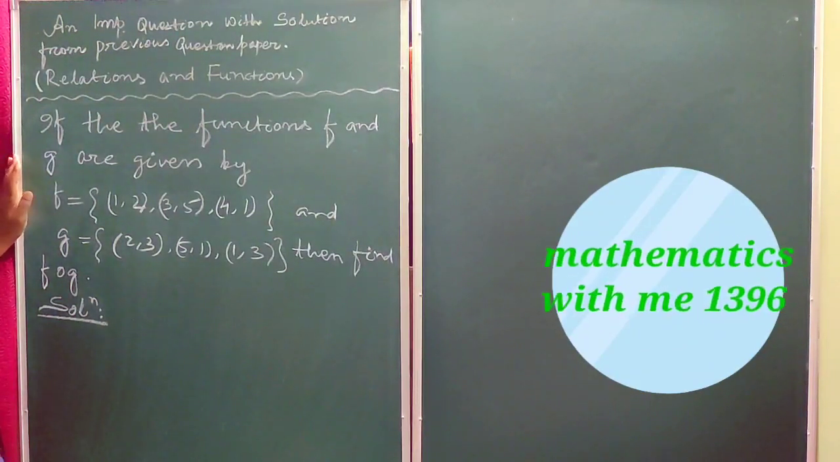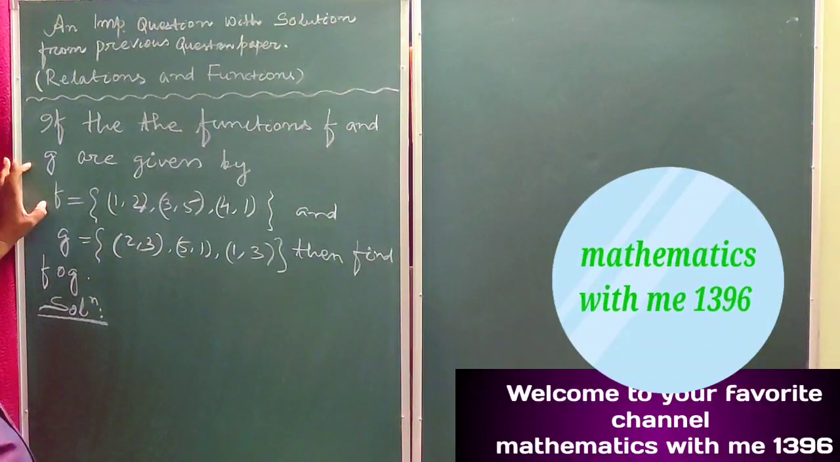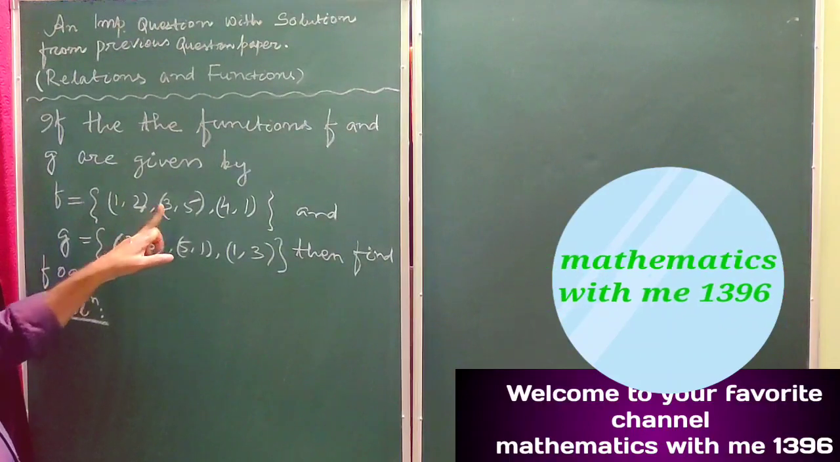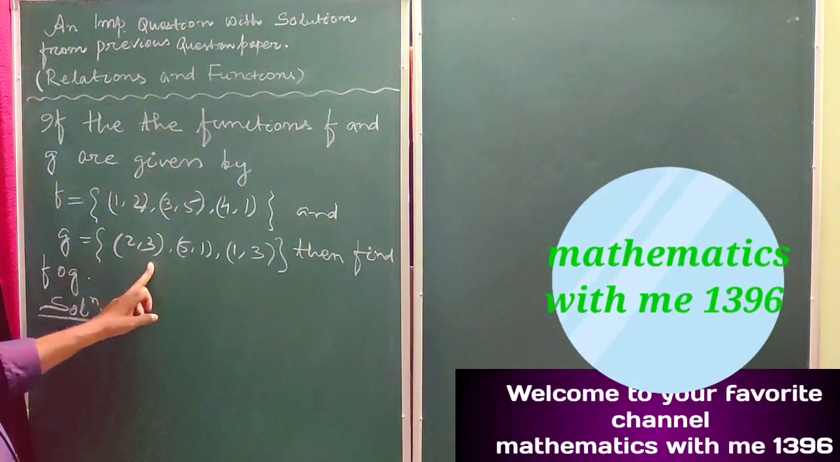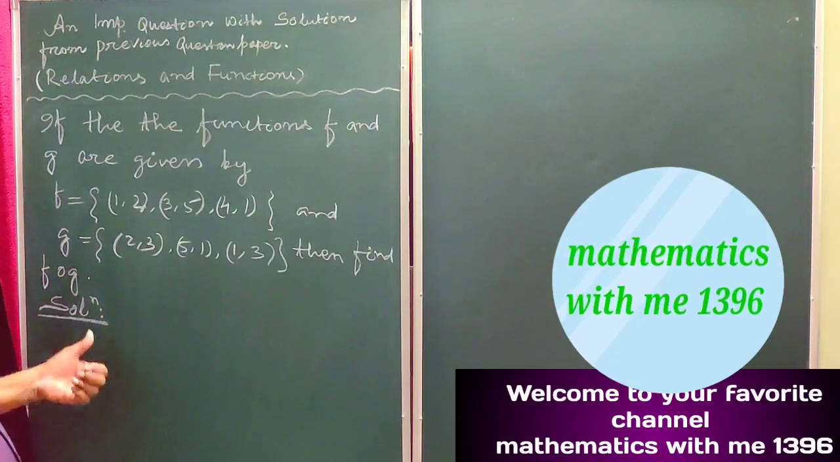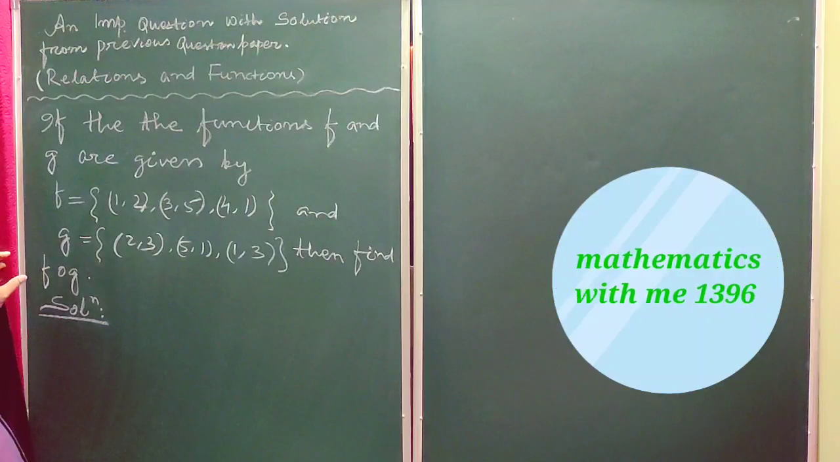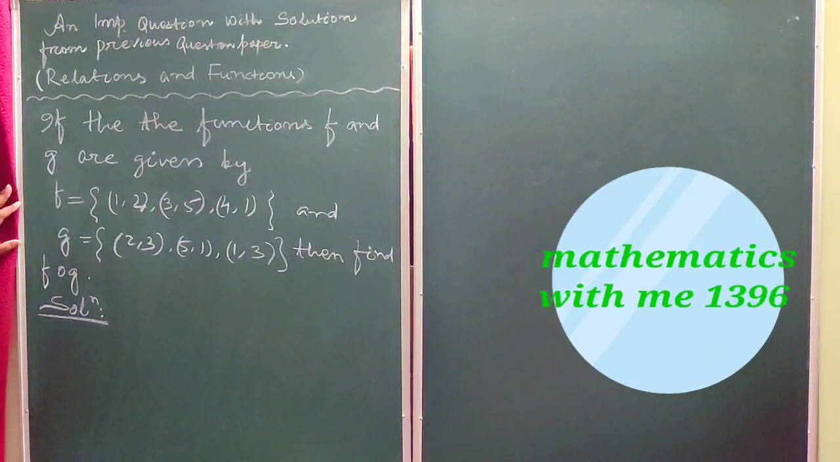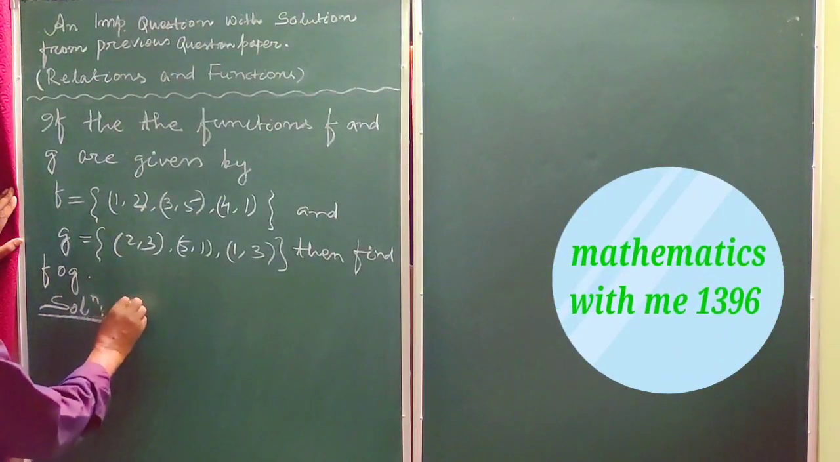The question is, if the functions f and g are given by f is equal to the ordered pairs (1, 2), (3, 5), (4, 1), g is equal to (2, 3), (5, 1), (1, 3). The functions f and g are given. We have to find the composition function f o g. So let us proceed for the solution.